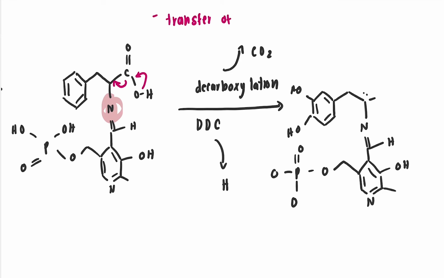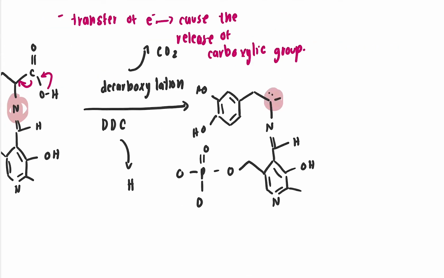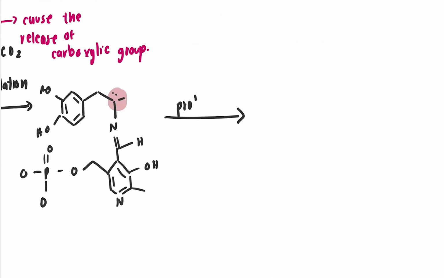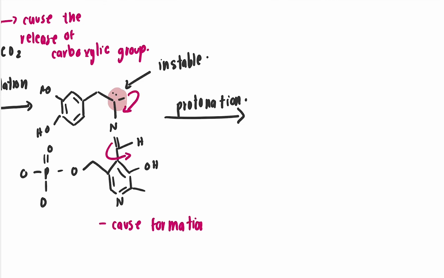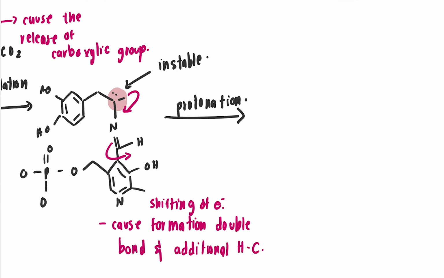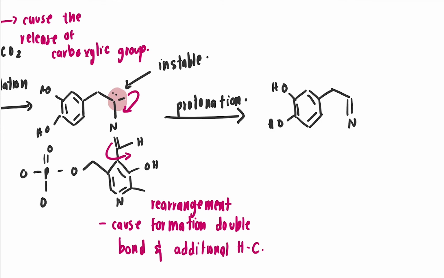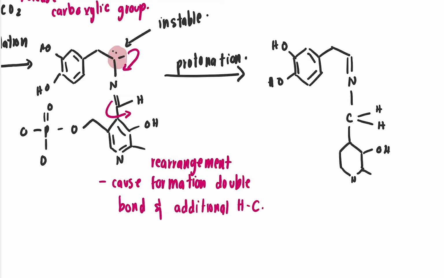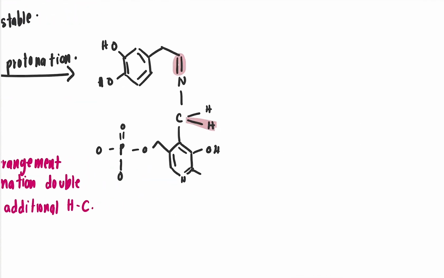Now, this forms an unstable charge at the top, which, again, shifting of electrons has to happen. So protonation will happen in order to make a double bond between the carbon and the nitrogen, and then the double bond that is formed between the nitrogen and the carbon will eventually break. This will cause the formation of an extra hydrogen bond attached to the carbon.